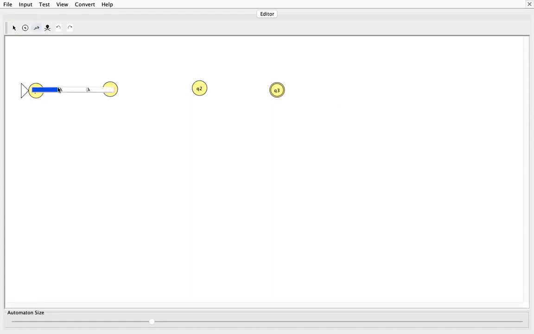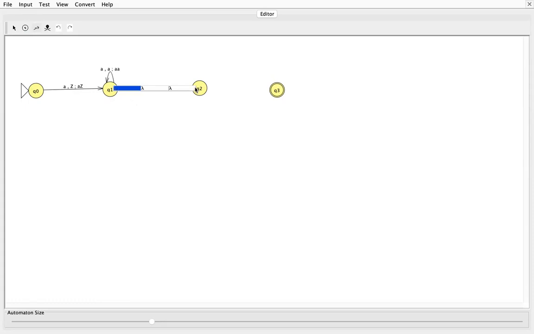Here for Q0 to Q1, what we'll say is, when we encounter an A and the base of the stack is Z, we will push the A onto the stack. Then again from Q0 to Q1, if we encounter an A and this time the top of the stack is an A already, again we will push A onto the stack.